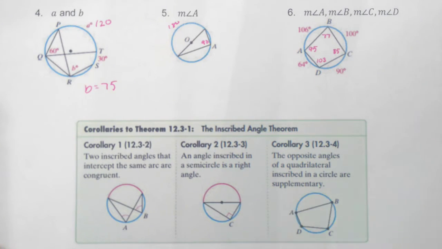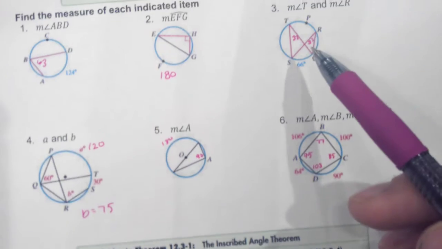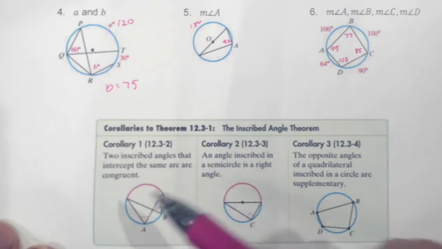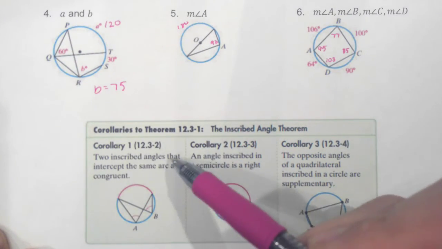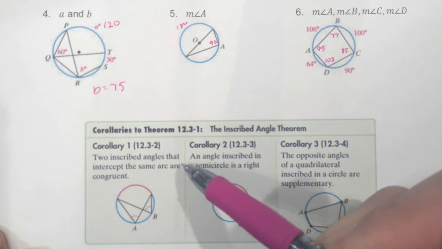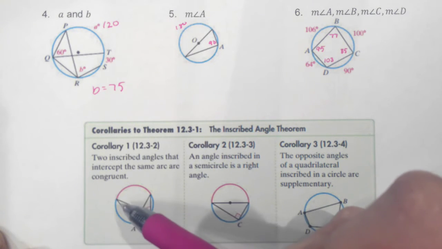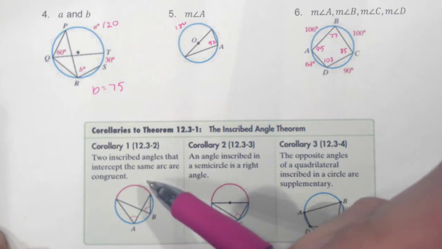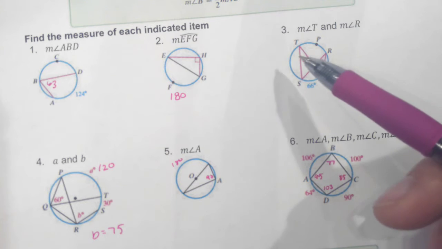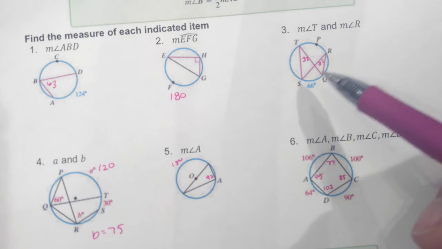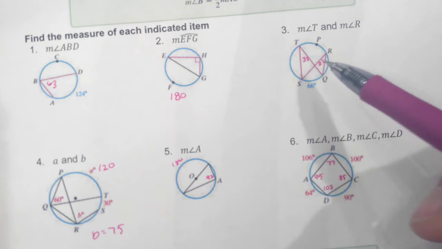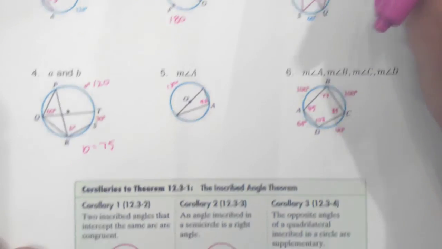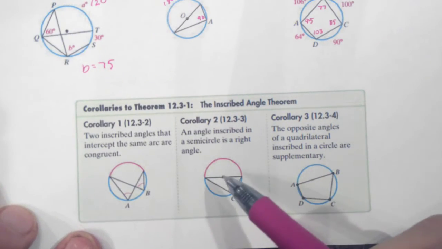Here is kind of what I was alluding to earlier. Number 3 is a good example of this first corollary. It says two inscribed angles that intercept the same arc are going to be congruent. Notice angle A goes to that pink arc, angle B goes to that pink arc. They would be congruent angles, and we showed that here. Angle T goes to this bottom arc, angle R goes to this bottom arc, and both of those angles were congruent because they intercept the same arc.